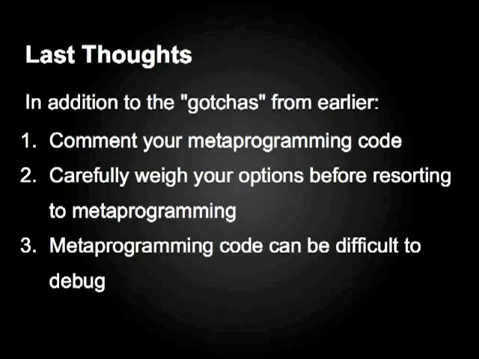So we've talked about opening classes, we've talked about aliasing things, module sum. In addition to some of the gotchas from earlier, I would highly recommend, if you're going to metaprogram, comment your code pretty thoroughly. If you're defining a method dynamically, give an example in your comments of what the new method should look like, what it should do. I know generally speaking, Rubyists don't seem to like commenting as much as people in other languages do. This is an instance, though, where I would highly recommend doing it.